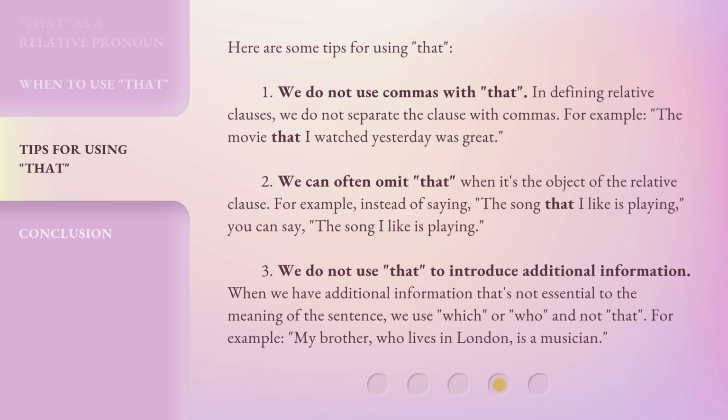3. We do not use that to introduce additional information. When we have additional information that's not essential to the meaning of the sentence, we use which or who and not that. For example, my brother, who lives in London, is a musician.